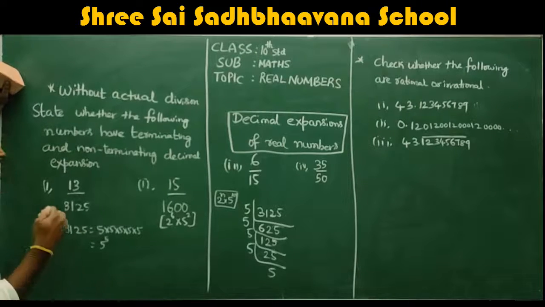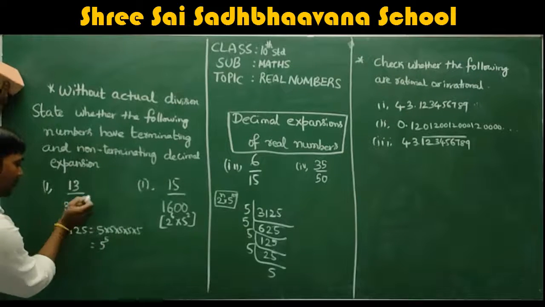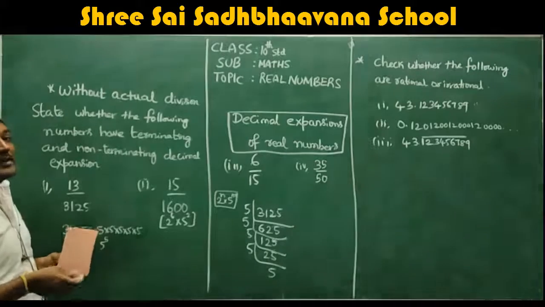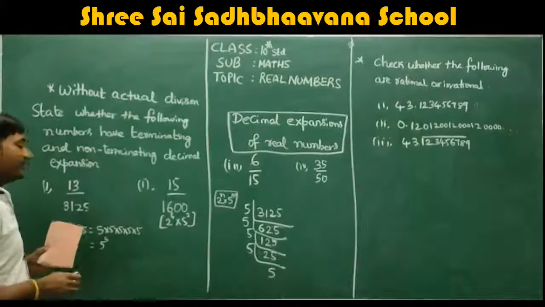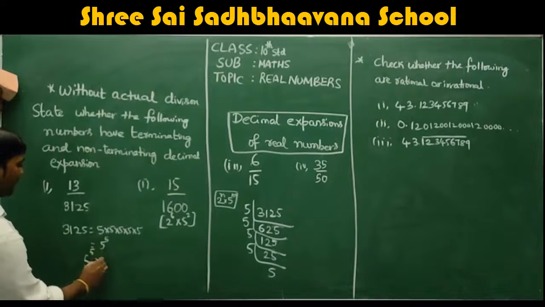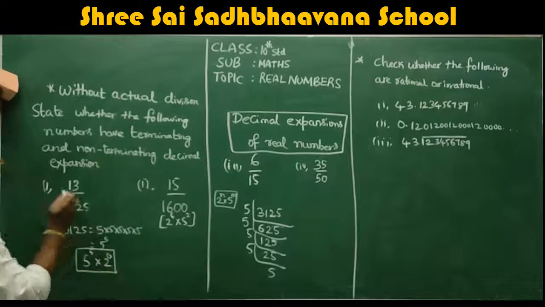So my question is, is it in the form of 2 power n into 5 power m? Is this 5 power 5, which is 3125, which you have written, in the form of 2 power n into 5 power m? Yes, you can write it in that form. I can write this as 5 power 5 into 2 power 0.